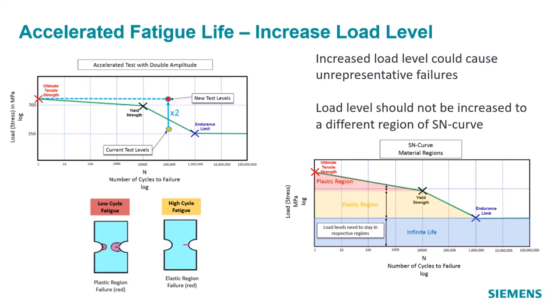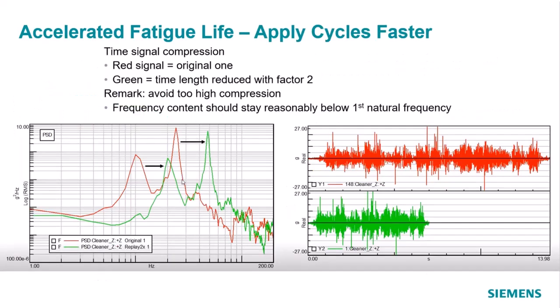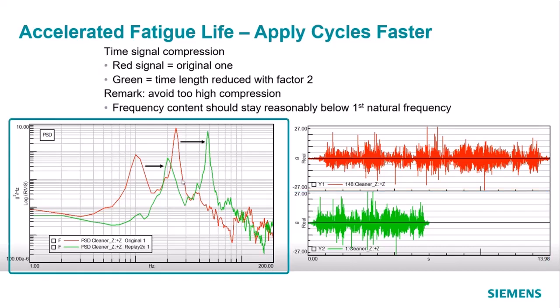The other method that is used is called applying the cycles faster. So here you see an example of that. I have this original time history which is about 14 seconds long, but I just reduced it to about 7 seconds, by compressing the time history, which is shown by this green curve. And what you will see is that when we do that, the input spectrum can be very different going from this red to this green curve.